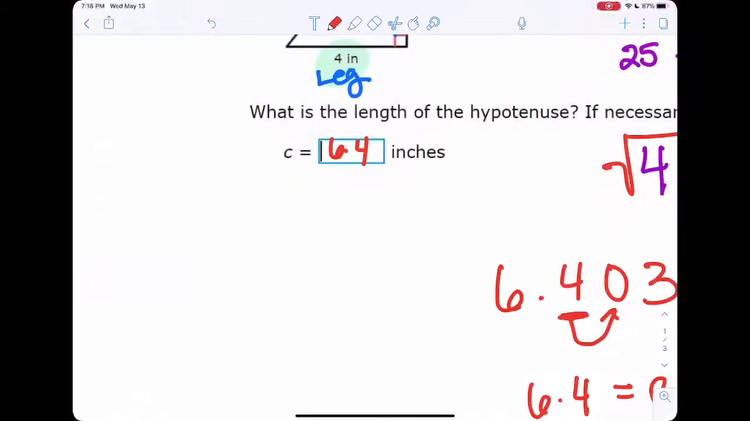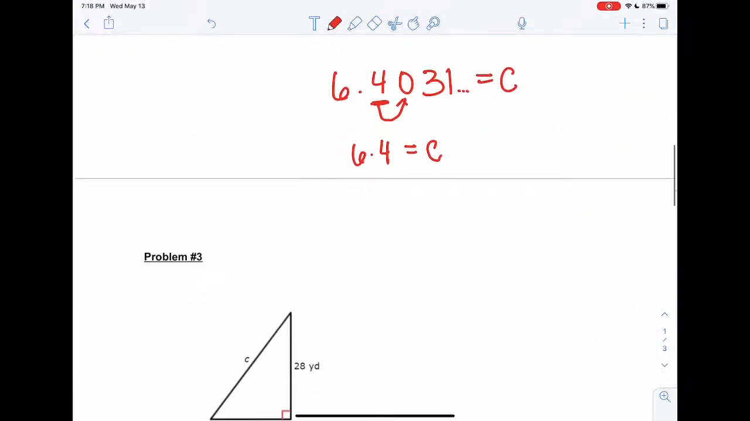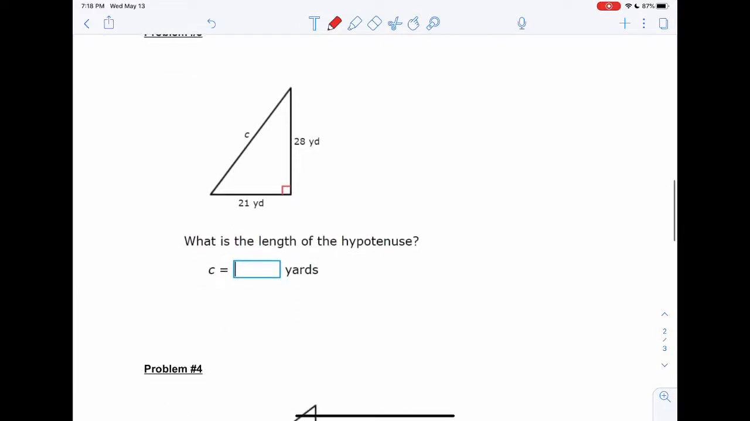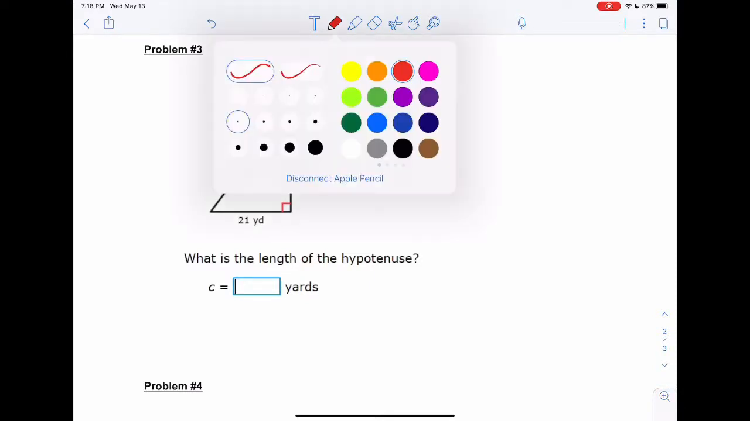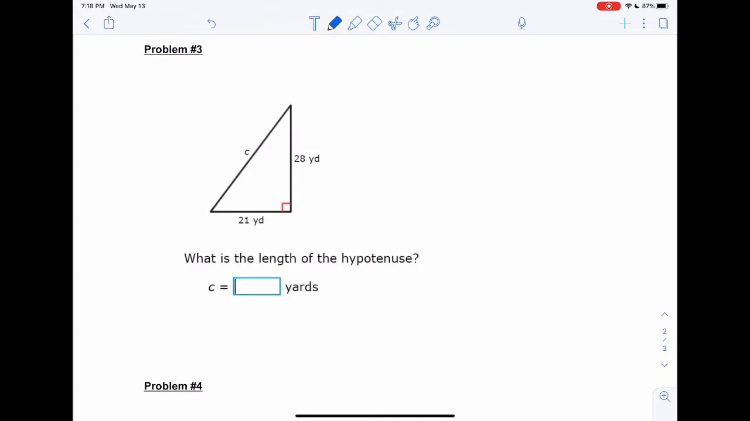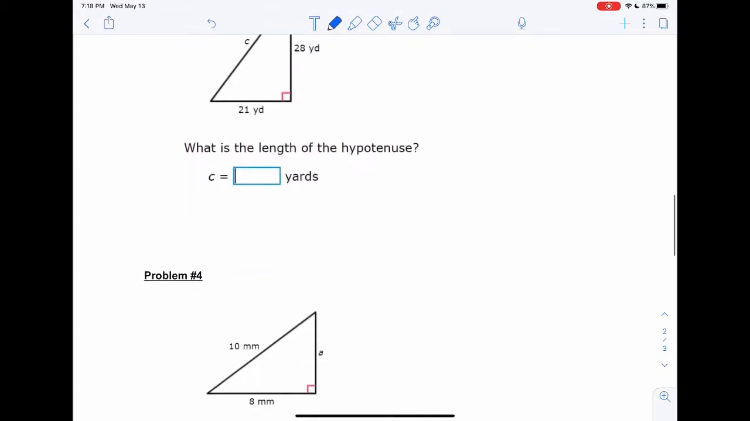All right. Let's take a look at the next problem. Go ahead and pause the video. Try it on your own. Now that hopefully you tried it on your own, let's do it together and see if you got the correct answer.